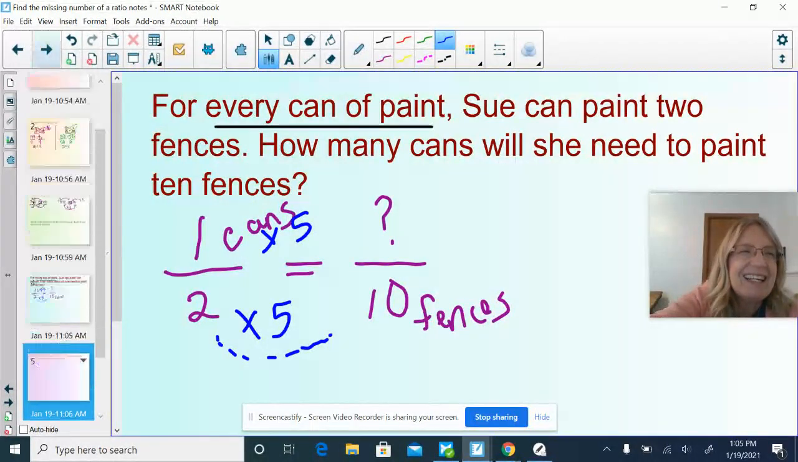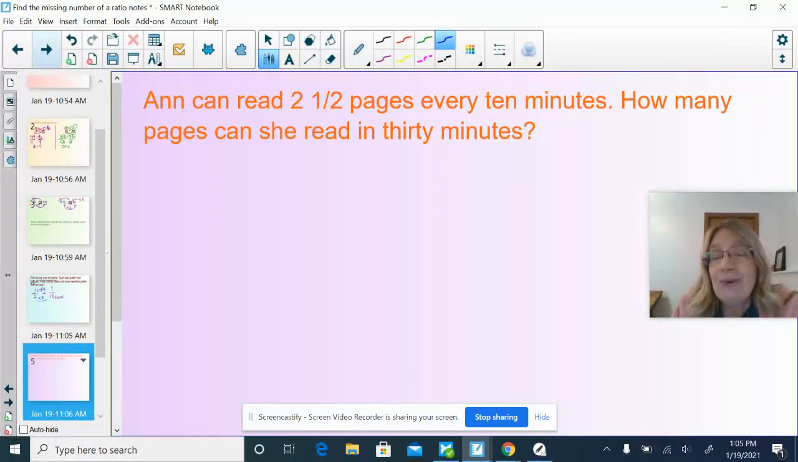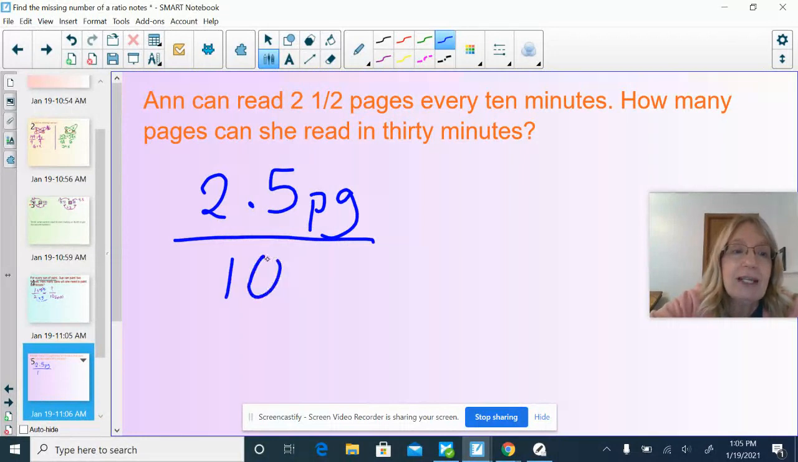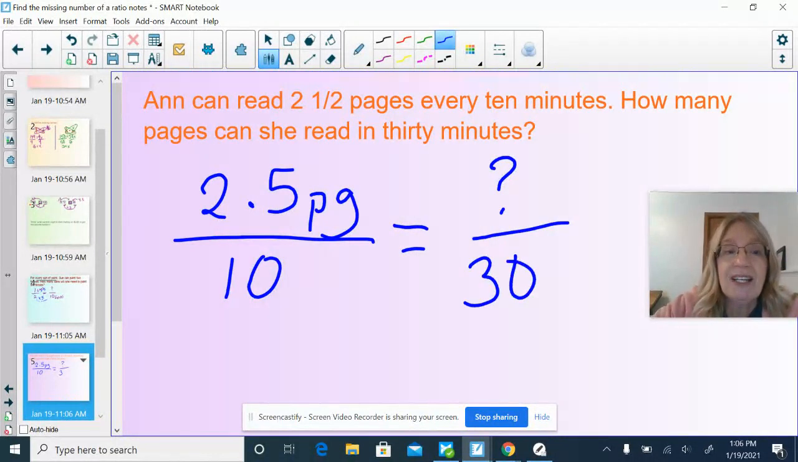Now last slide. Ooh, changing this to a decimal. She can read 2.5 pages for every 10 minutes. So think 2, I would change it to a decimal. 2.5 pages, so it sounds like pages is on the top, for every 10 minutes. How many pages can she read in 30 minutes?